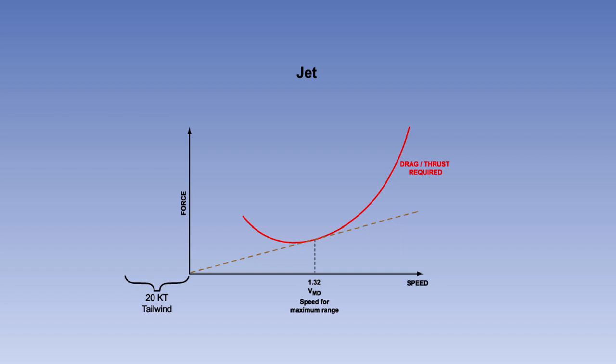The opposite is the case in a tailwind scenario. With a tailwind of 20 knots, the origin of the tangent line moves 20 knots left. Notice that the tangent meets the curve at a point corresponding to a lower speed. This confirms that in a tailwind, the speed for best range is lower than in conditions of zero wind.